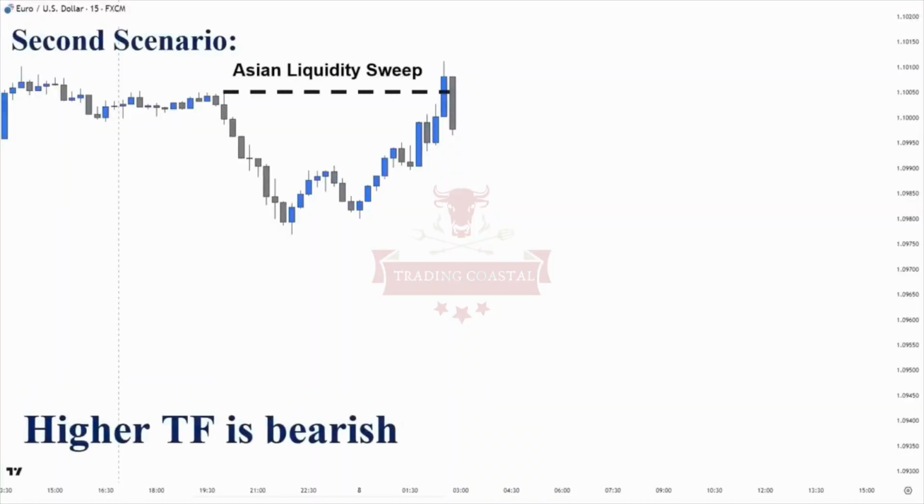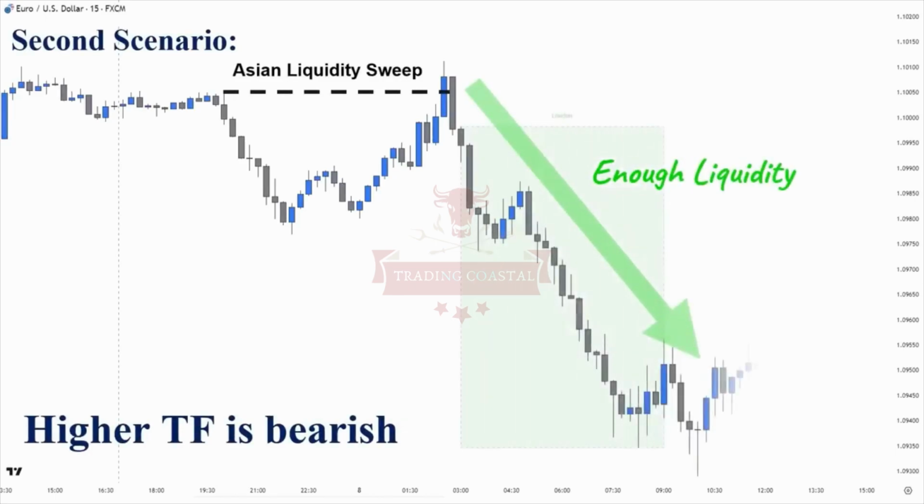Now, in the second scenario, the market has gathered enough liquidity before the London Killzone begins. So the price continues to move in the direction of the higher time frame. Once again, we can make optimal trading decisions by combining the higher time frame direction, key levels, and lower time frame confirmation.